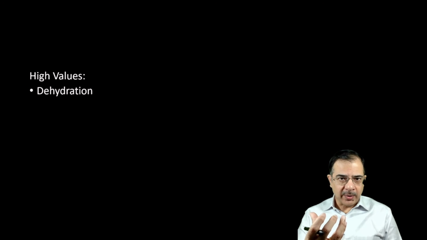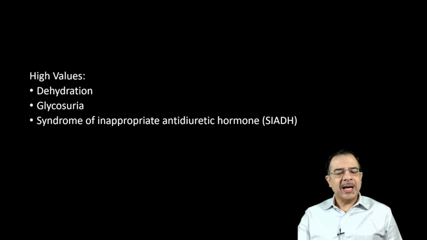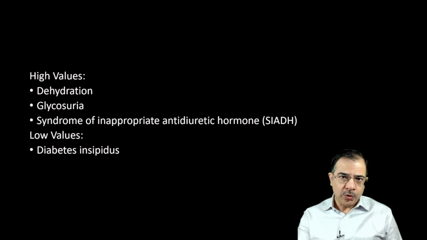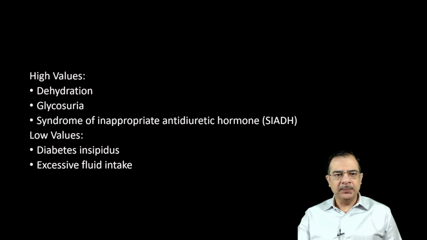1.030 towards that side. It can be because of dehydration. Because of dehydration, water is less in the urine, urea. It can be SIADH. SIADH means excess of ADH hormone that absorbs more water from the kidney tubules, so the urine will be more concentrated. Low values are seen in diabetes insipidus. ADH is not working or ADH is deficient, so more water will be there in the urine. While it can also be because of excess fluid intake.